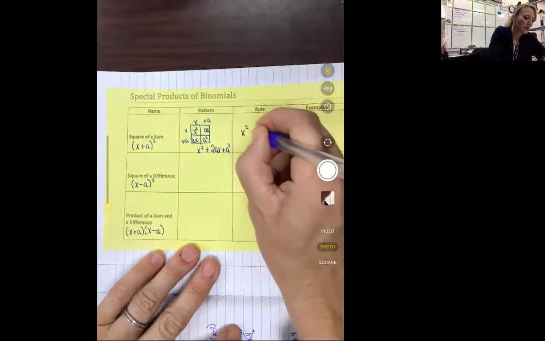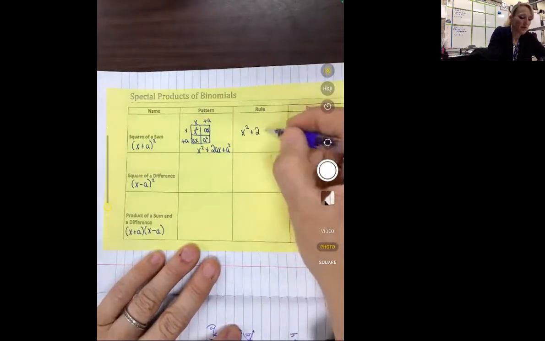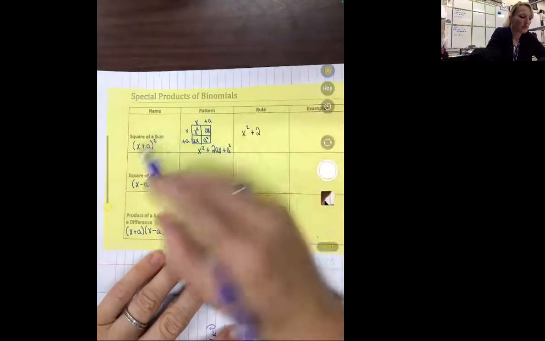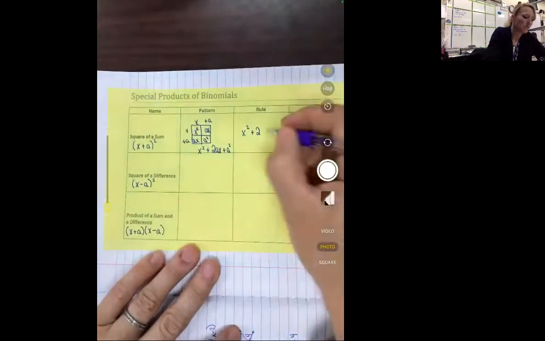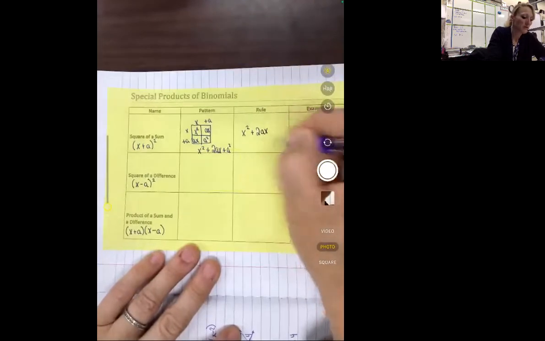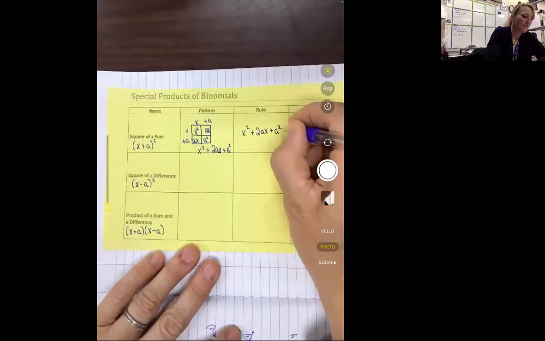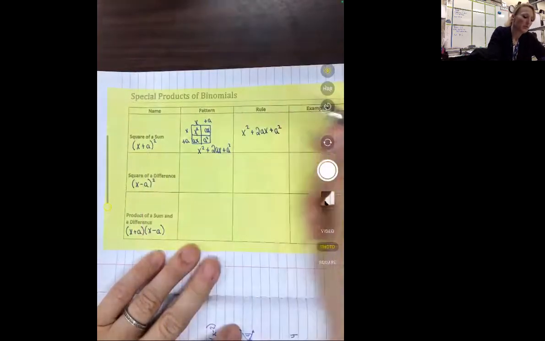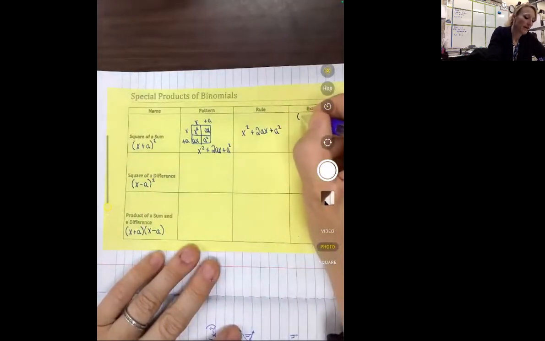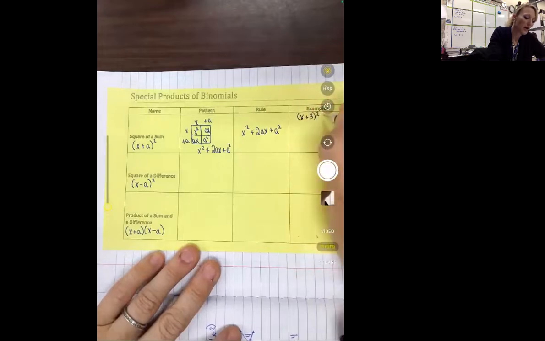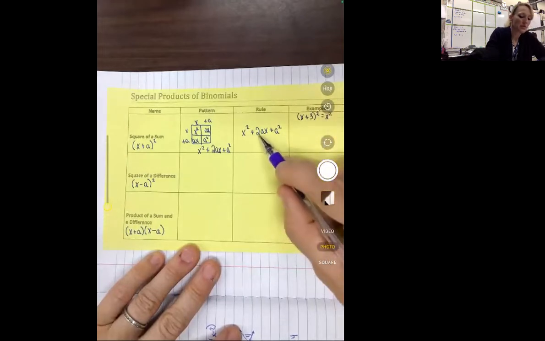So x squared plus double whatever the second number is with an x on the end, and then you can square the last number. So for example, if I have (x + 3)², I know automatically that this is x squared plus 2 times a, and then add the x.